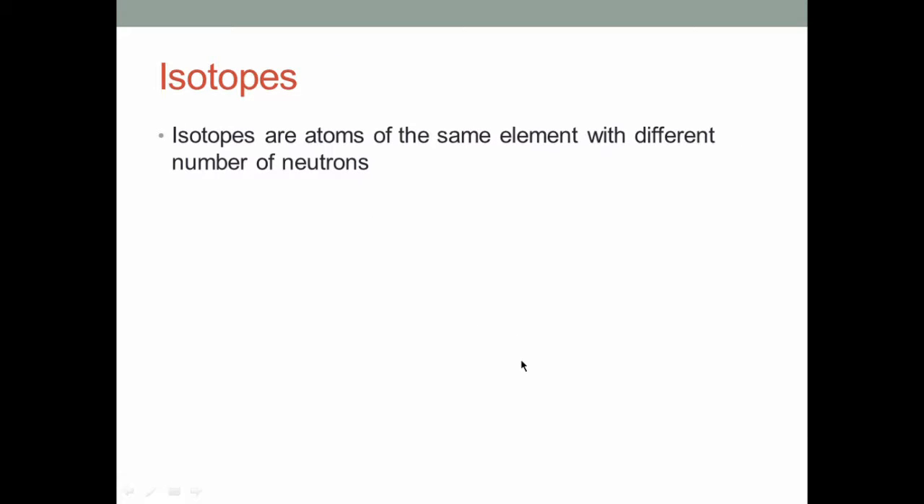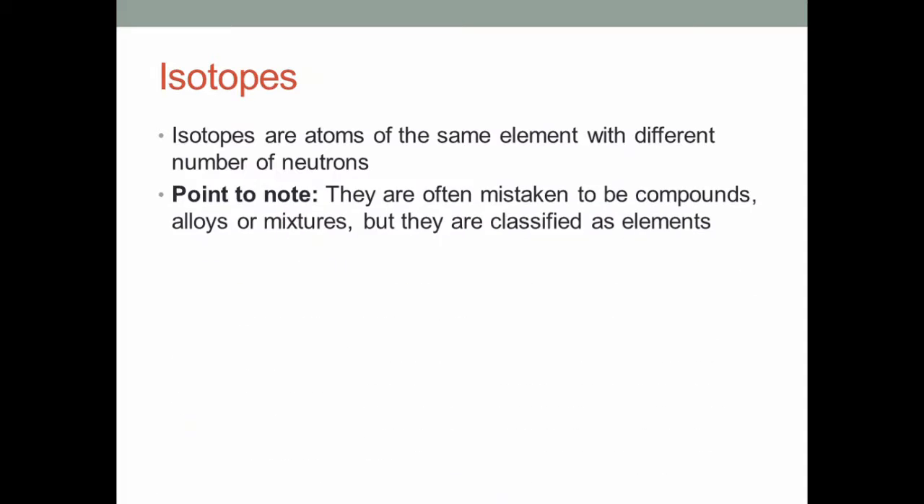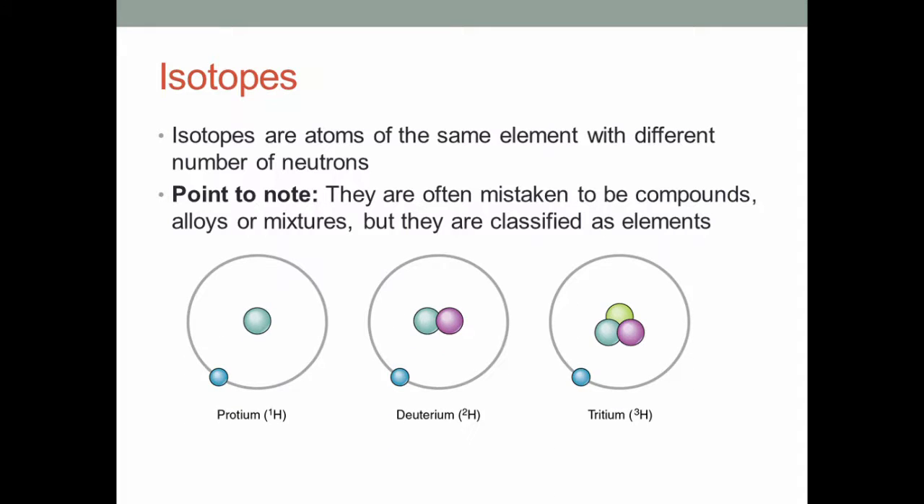Okay, now we'll take a look at isotopes. Isotopes are atoms of the same element with different numbers of neutrons. That's the basic definition. A point to note is that they are often mistaken to be compounds, alloys, or mixtures, but they are classified as elements because they are still atoms of the same element. Then let's take a look at an example of isotopes. This is a classic example of hydrogen. The isotopes are protium, deuterium, and tritium. As you can see here, the only difference is the number of neutrons. The rest stay the same. That's why they are of the same element.